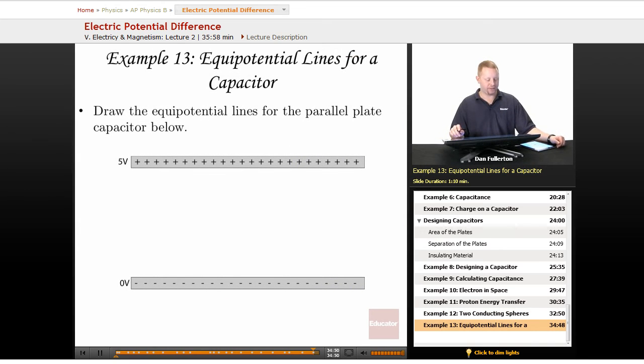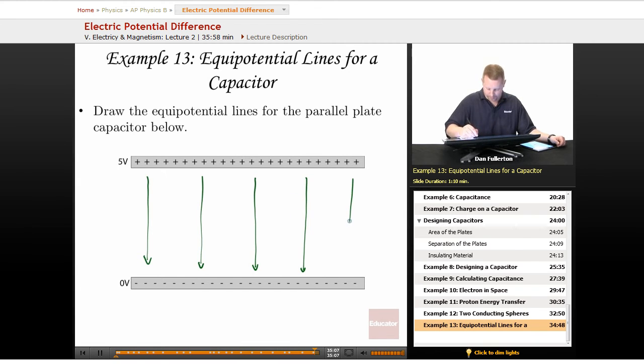Equipotential lines for a capacitor. Draw the equipotential lines for the parallel plate capacitor below. Well, the first thing I'm going to do is it's probably easier to draw the electric field first, going from positive to negative. So I'll put in some electric field lines first, in green here.